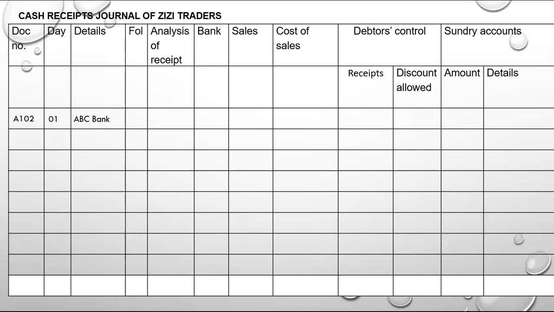Can I just correct this quickly? Okay, it's receipt A102. Receipt A102. It is not just 102. It is receipt A102. That is why there I wrote it as A102.